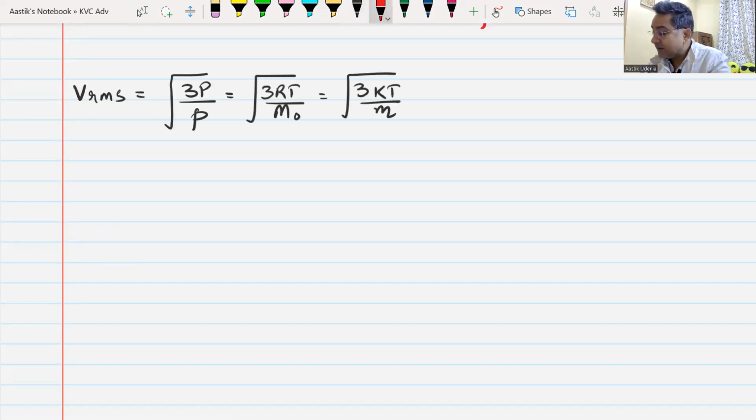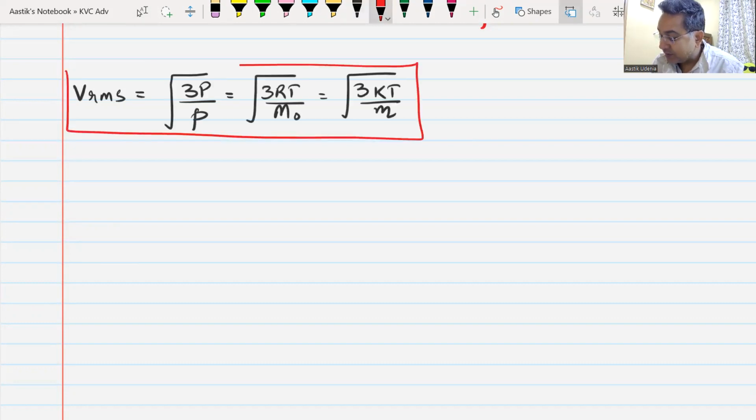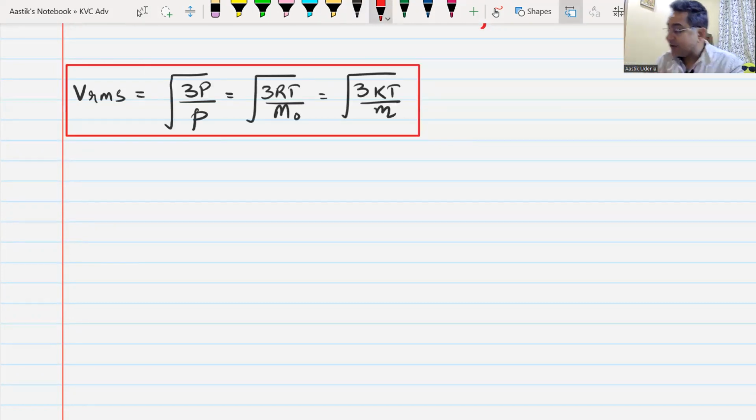Now remember, this entire topic is all about remembering the small points and the small relations that I am writing. So the only thing that is important in this is that you remember which thing is what. This is the RMS speed or RMS velocity.